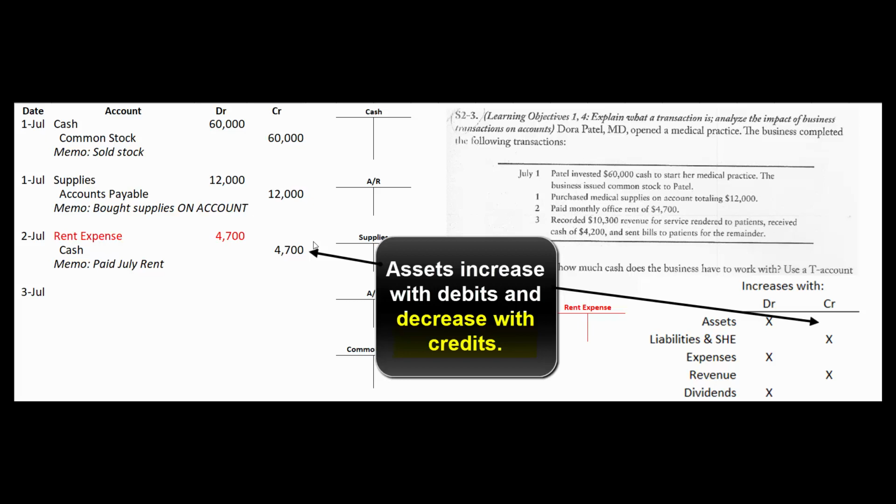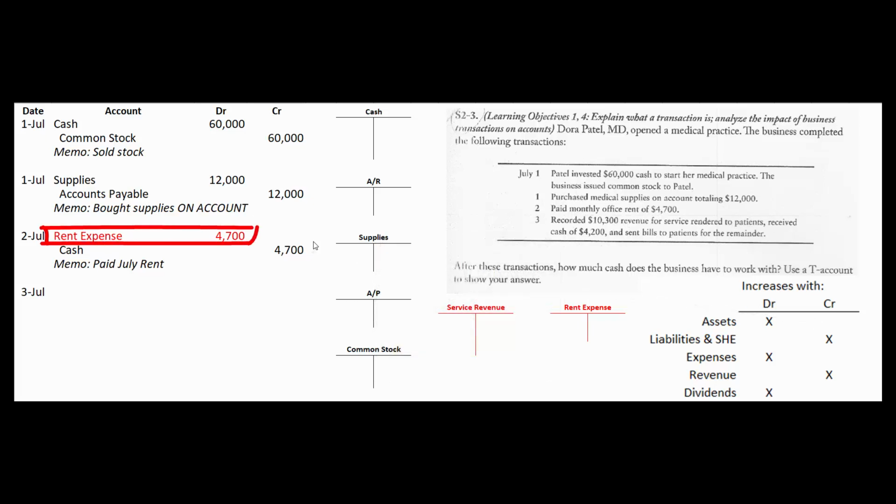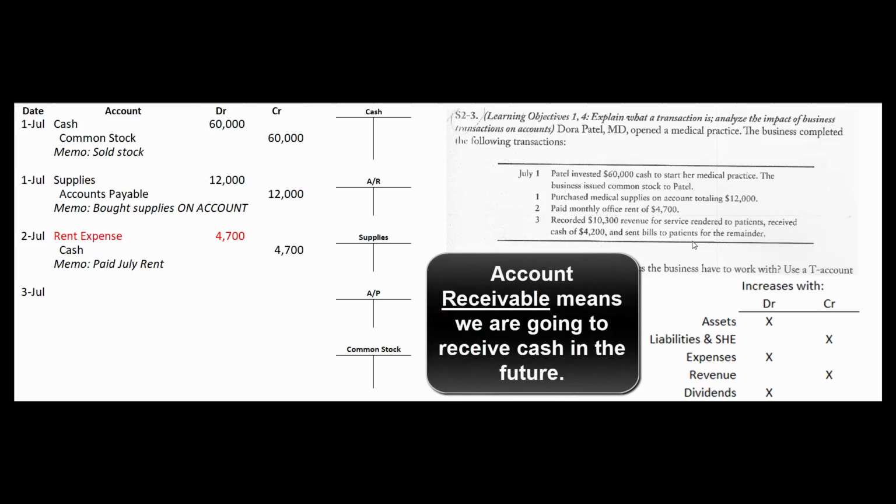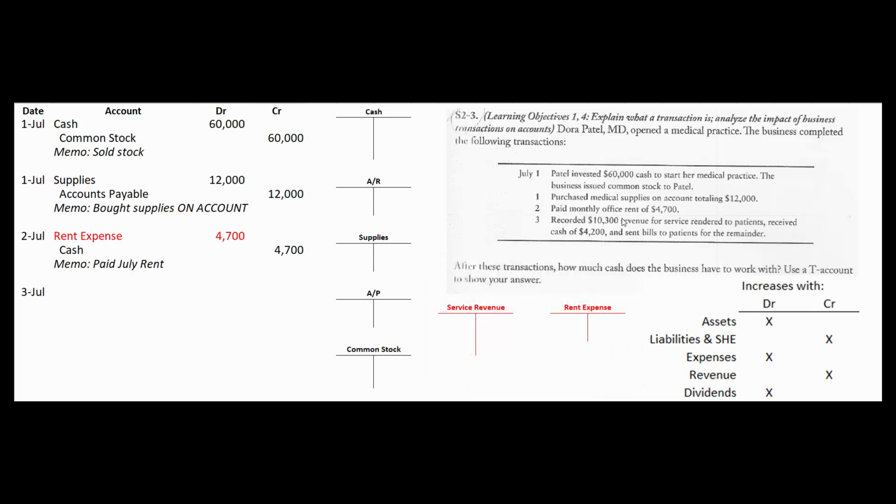I'm going to write the income statement accounts in red font and the balance sheet accounts in black font to help us get a clear distinction between the income statement and the balance sheet. Finally, on July 3rd, we record $10,300 of revenue. Some of it we're paid in cash, and some of it we're going to get paid later. When we're going to receive money in the future, that's called an account receivable. We could do this in one compound journal entry, but let's do it in two since we're just learning.